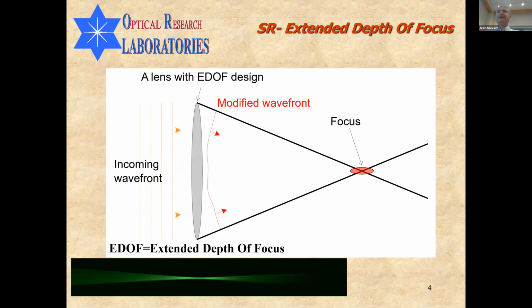Now, how do we obtain this extended depth of focus? Thank you for asking this question. It's a very good question. Until, say, 10 years ago, there were two common technologies to extend the depth of focus of optical lenses. The first is called diffractive technology, and the second is called refractive technology.